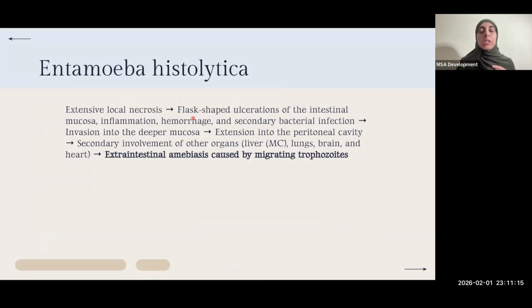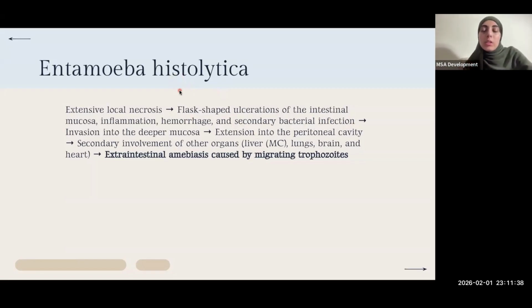So all of this means that there is inflammation, there is hemorrhage, okay, because you have ulceration, you have necrosis, and now the mucosa is very weak, inflamed. It's not very strong and fit for protection. So you may get secondary bacterial infection over this Entamoeba histolytica infection.